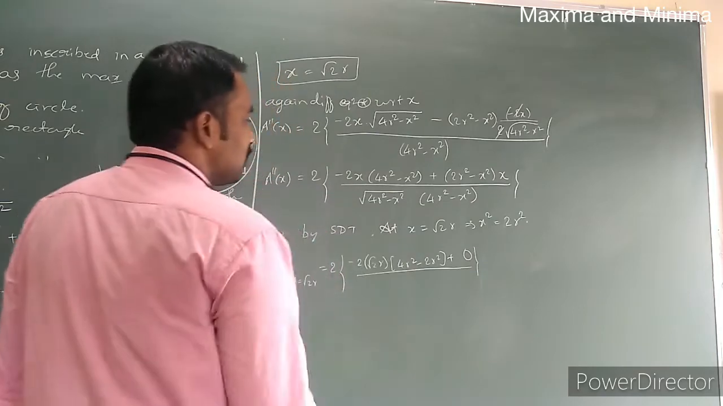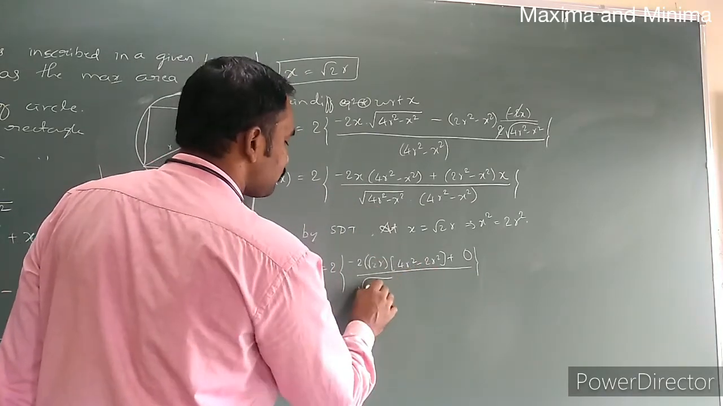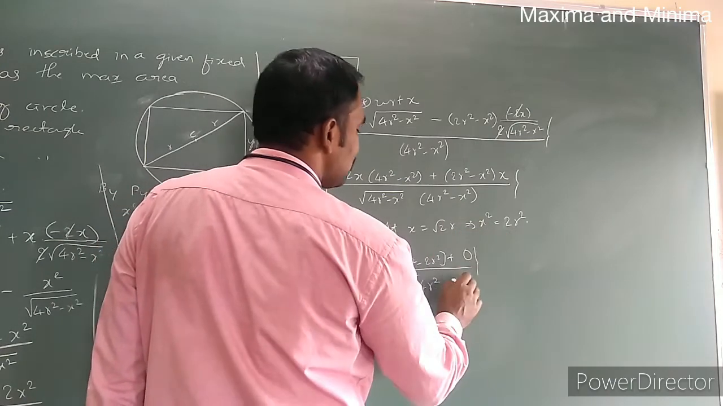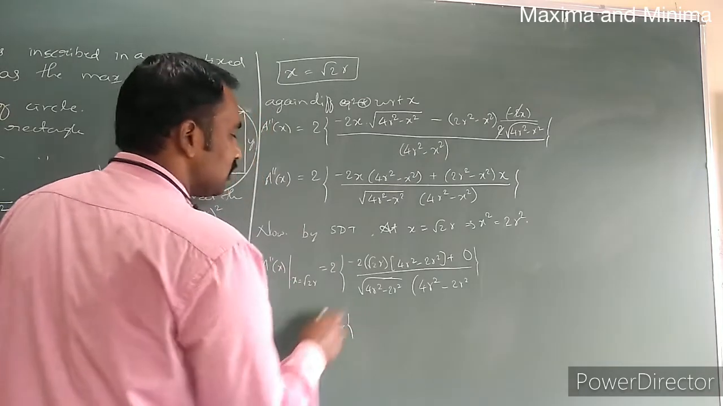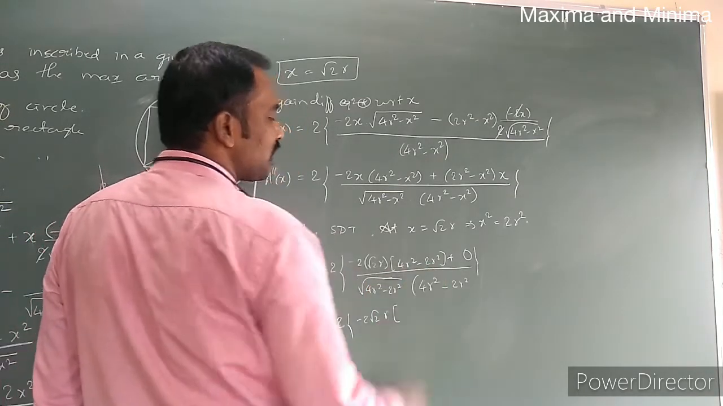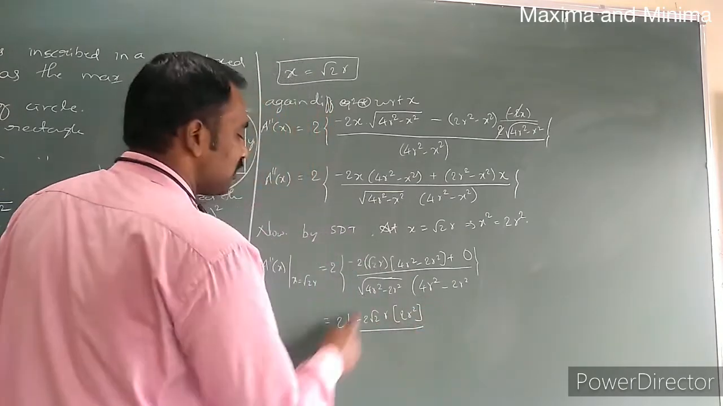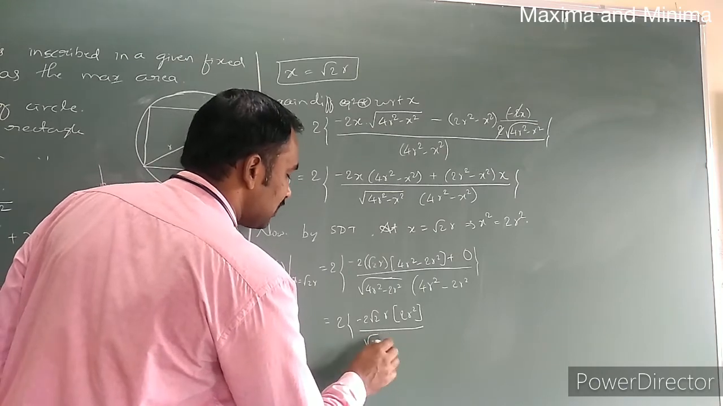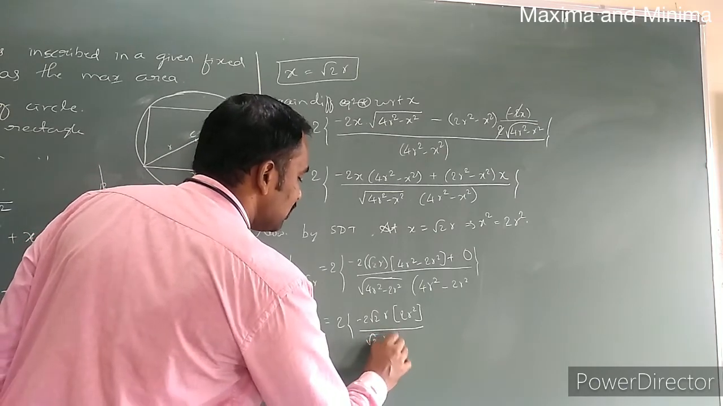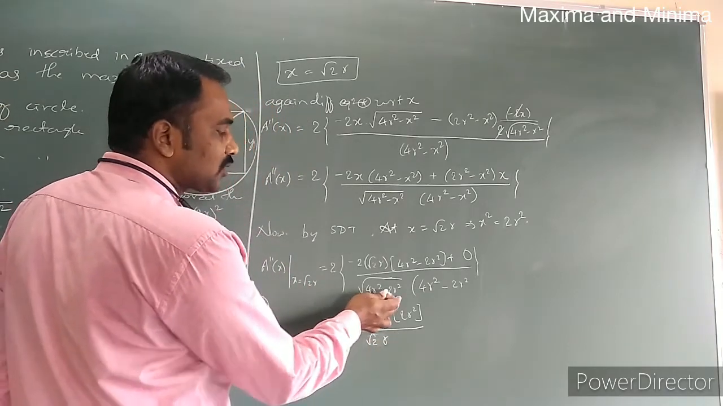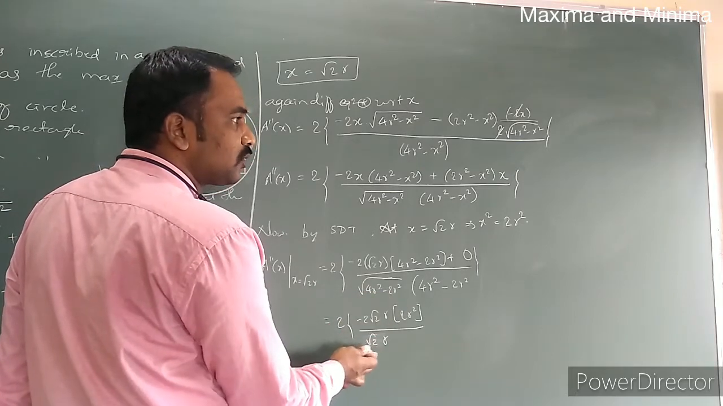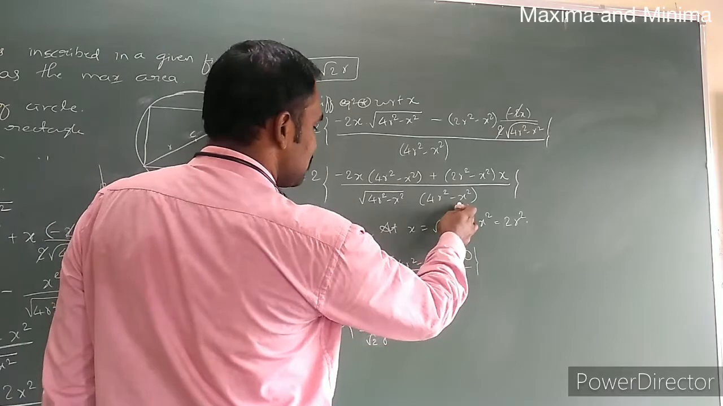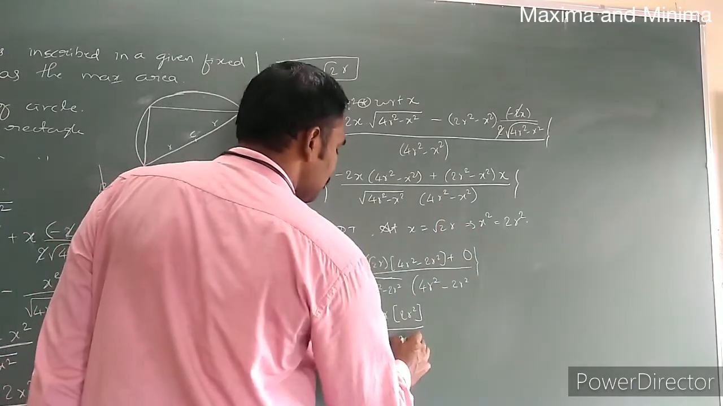This is 0 divided by 4r² minus x², the root of 4r² as it is, where x² is 2r². Simplify: this is minus 2 into root 2 into r, and 4r² minus 2r² is 2r². The whole thing is divided by the root of 4r² minus 2r², under the root 2r², which we can write as root 2 into r. Root 2 into the root of r², and the root of r² is r. Here 4r² minus 2r² has the value 2r².